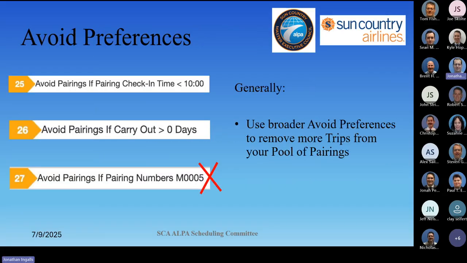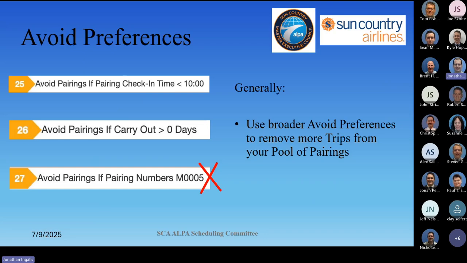Your avoids, much like prefer offs, are still negative bid preferences. They remove things from our pool of pairings. If we enter into denial mode, an avoid preference is wholly denied, never partially denied. It simply denies the whole line. So avoid pairings that check in time after 10 a.m. All of those are removed from your pool. Avoid anything with a carryout, removed from your pool.